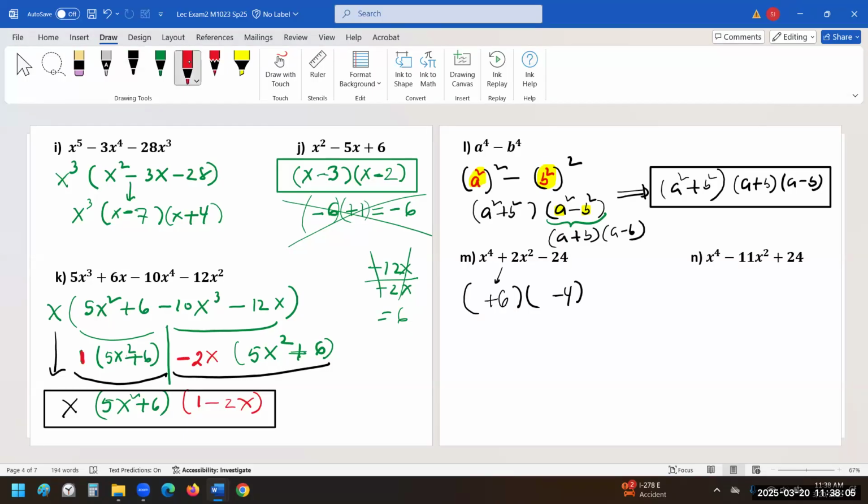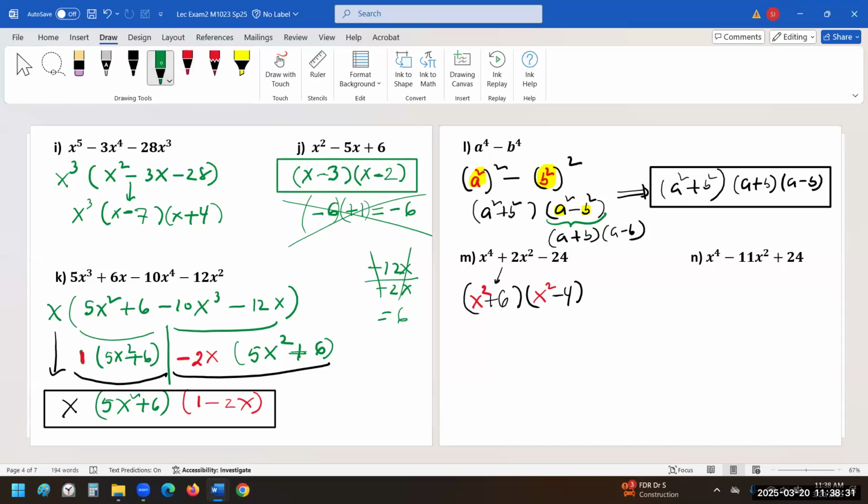And then I found a common mistake. People thought this is x. But this cannot be x. Why not? Because if you multiply them, you get x times x, x squared. But we don't have x squared as the first term, we have x to the 4. So instead of x, what are you supposed to have? X squared.